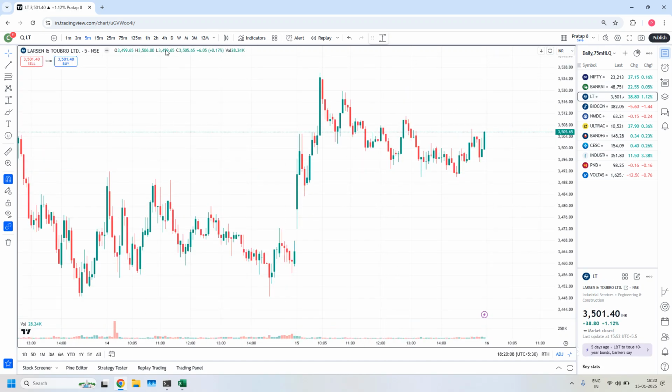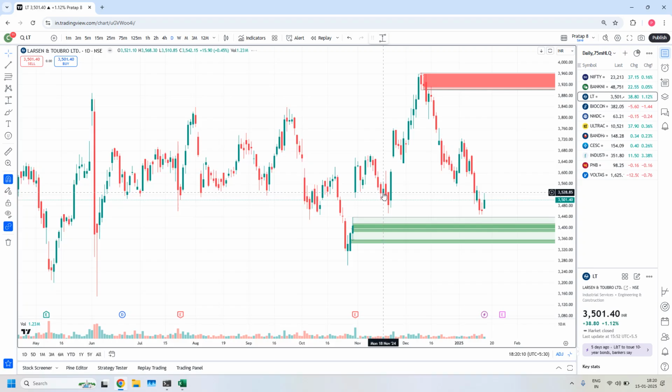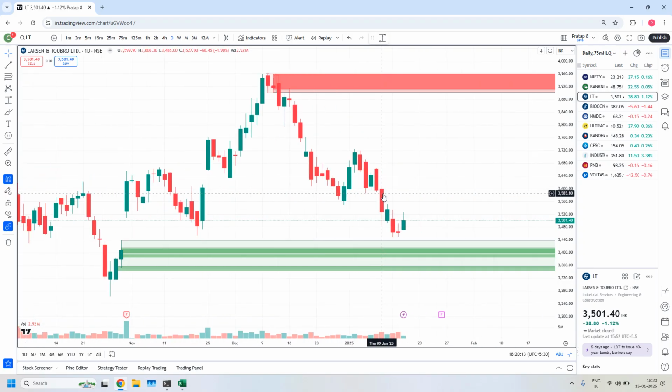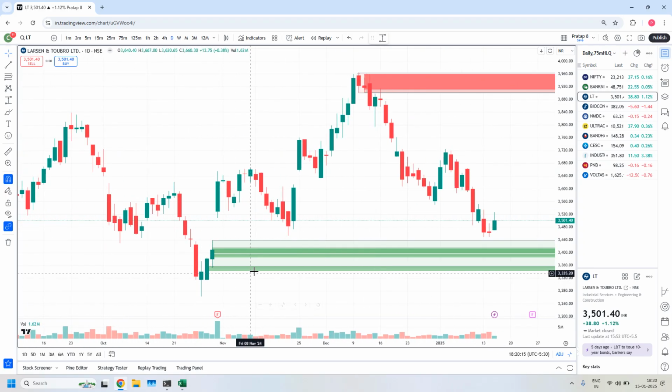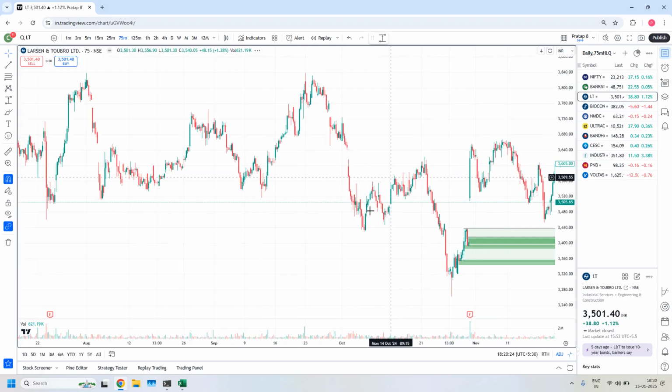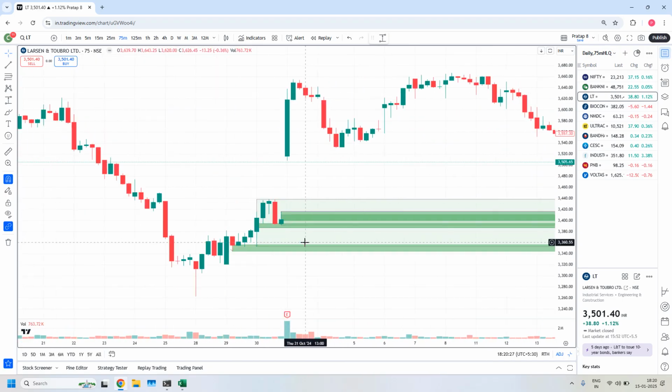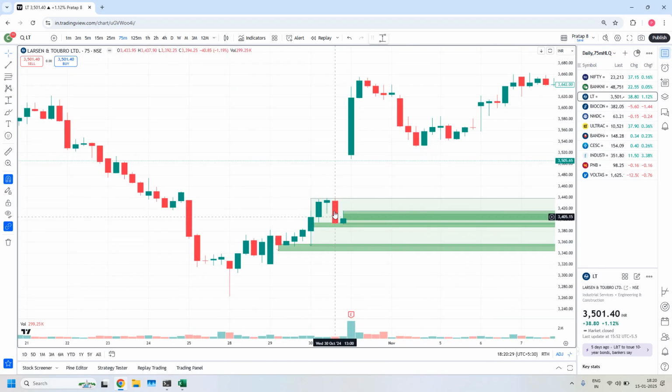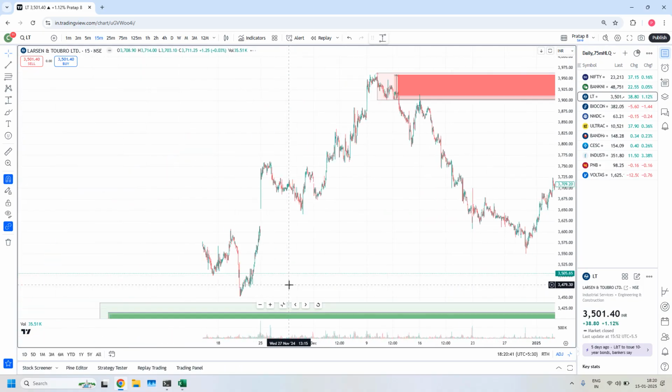how we fine tune the zones. First one is L&T. L&T is a daily zone, rally base rally. This rally base rally is fine tuned with the 75 minutes time frame. See here you have drop base rally. This is the 75 minute zone. This drop base rally, again we have a 15 minutes fine tuned zone.